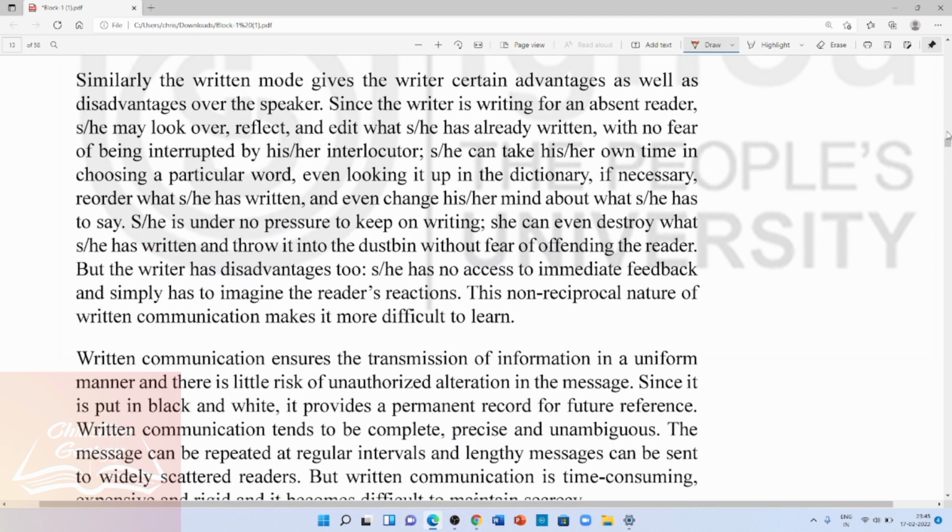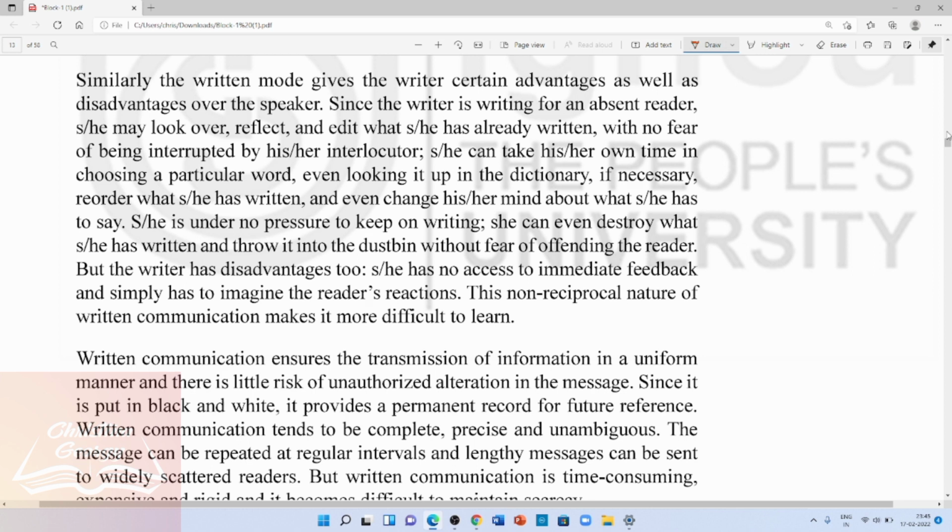Speaking about the disadvantages, the writer has no access to immediate feedback and the writer has to imagine the reader's reactions. This non-reciprocal nature of written communication makes it more difficult to learn. Written communication is time-consuming, expensive, and rigid, and it becomes difficult to maintain secrecy.